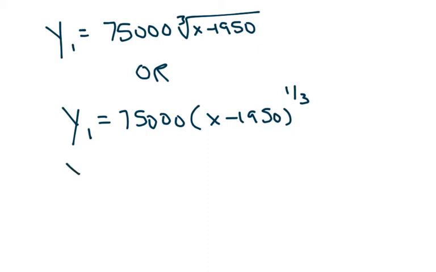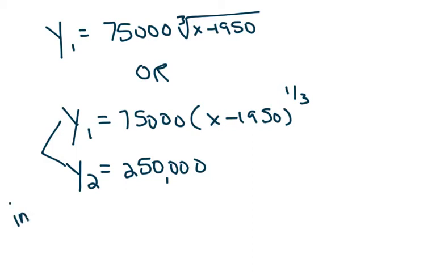In Y2, you would put your 250,000, because what we want to know is, when are these two graphs going to intersect? This is one of my favorite ways of solving equations, using the graphing calculator to find a point of intersection. When you put it in your calculator, you're going to have to change the window setting so that you can actually see the point of intersection.